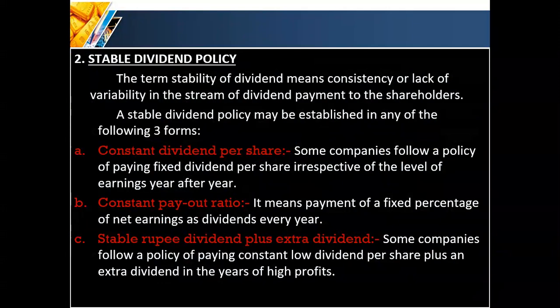Under this category, a reserve fund is created to take care of payment of fixed dividend to the shareholders, even during a year when the company is not in a position to make profits or has inadequate revenue. Companies having a stable annual income find this policy suitable. Then constant payout ratio means a fixed percentage of net earnings is paid as dividends every year. And stable plus extra dividend means a low rate of dividend per share is paid to the shareholders on a regular basis. However, in a year of higher profits, an extra dividend will also be paid. This is what we call stable dividend policy.